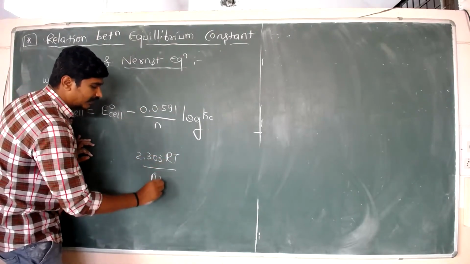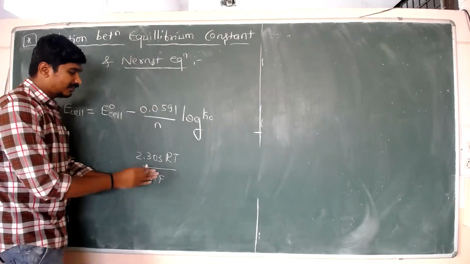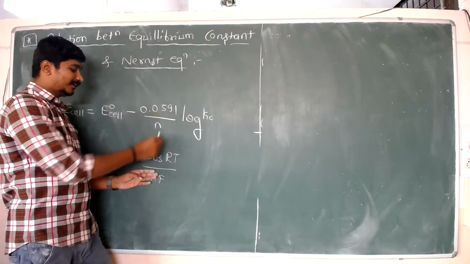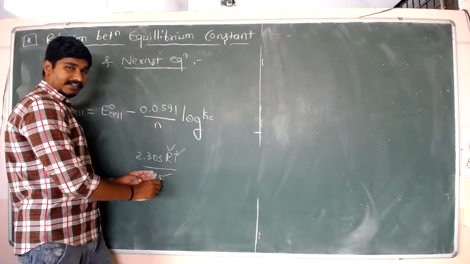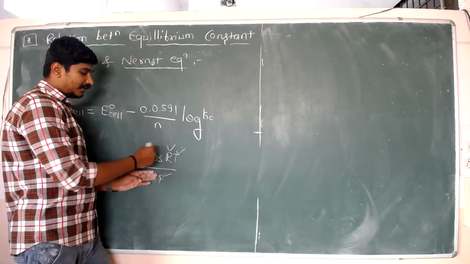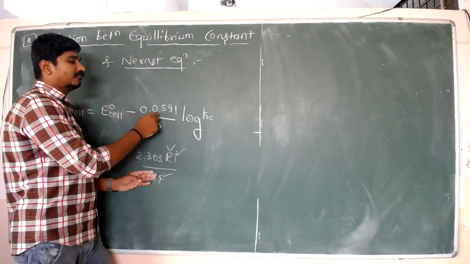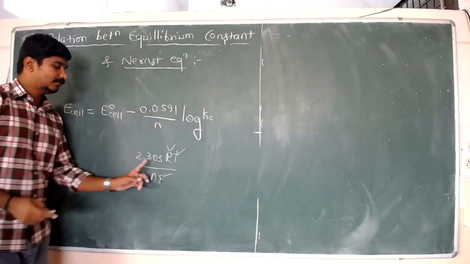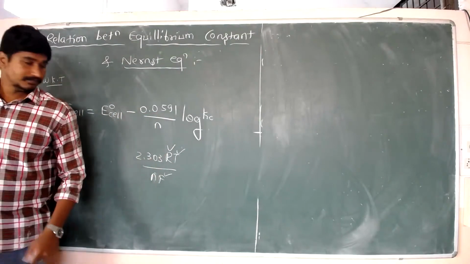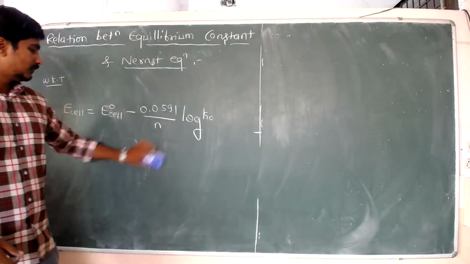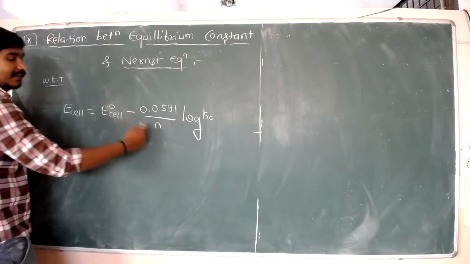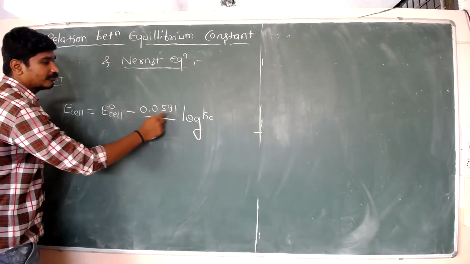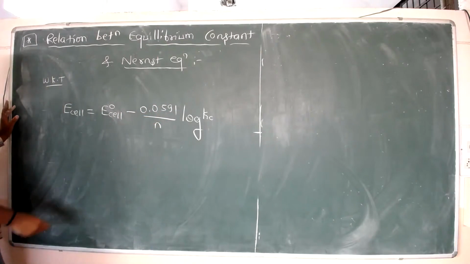Or in place of this 0.0591, you can write 2.303 RT by nF. That means 0.0591, how does it come? By putting the value of R, the value of T, and the value of Faraday's constant 96,500, and after simplifying, you will get 0.0591 by n. This one is direct. After simplification, we get 0.0591 by n.